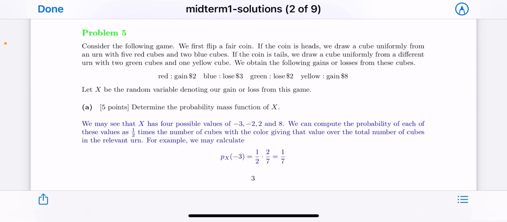So it asks us to determine the probability mass function of X. So we can see that there's 4 possible values for X.